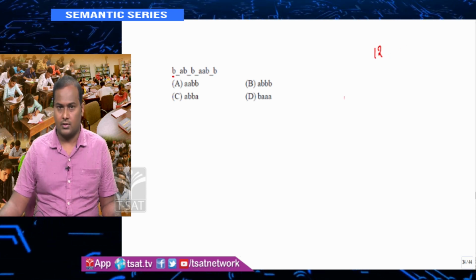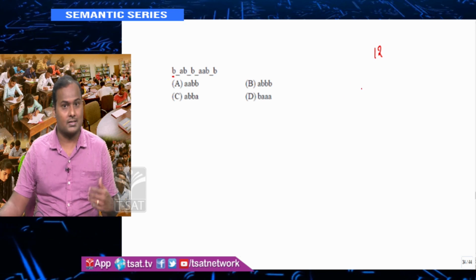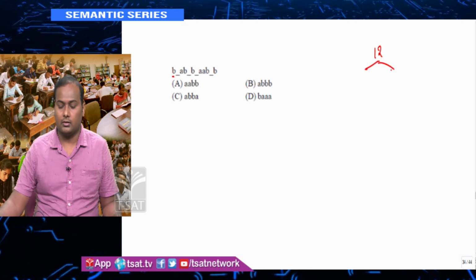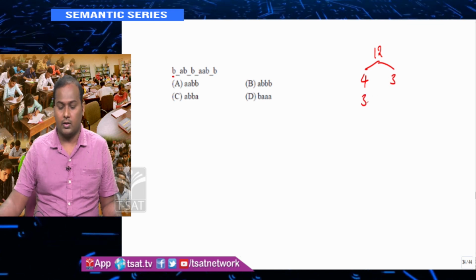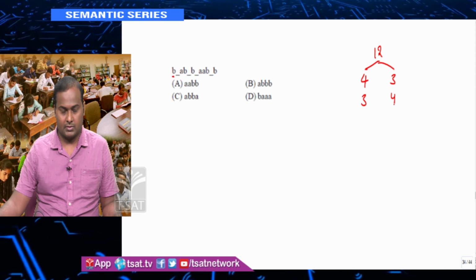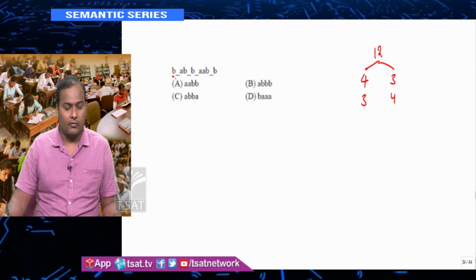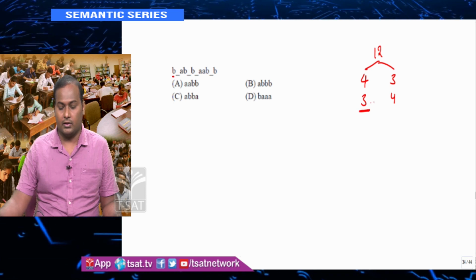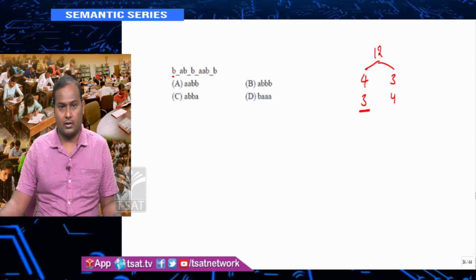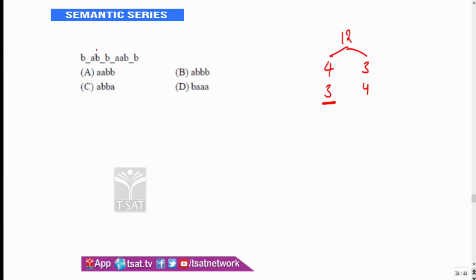So in these 12 letters, how can we write the series? We can write either four parts repeating three times or three parts repeating four times. It means we will divide this particular series either into three letters in four parts or four letters in three parts. In this question, B gap A is one particular part, B gap B and gap AA is one part and B gap B is one more part.